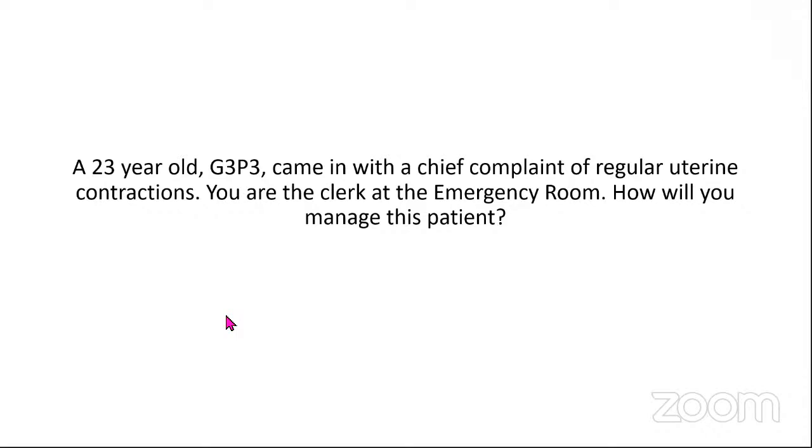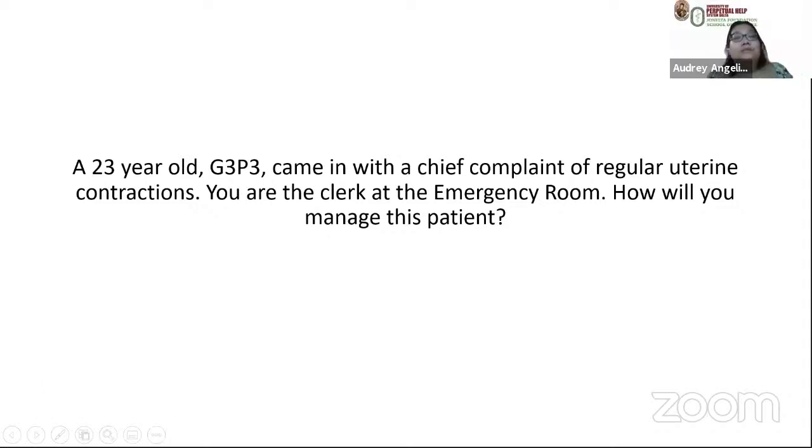Your pubic arc, which should be more than how many degrees? 90 degrees. Okay, what else? Your coccyx should be movable. And what's the last? Intertuberous diameter must be greater than 8 centimeters, or admits a fist.